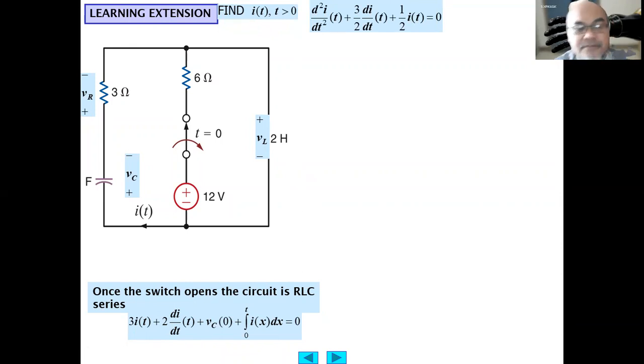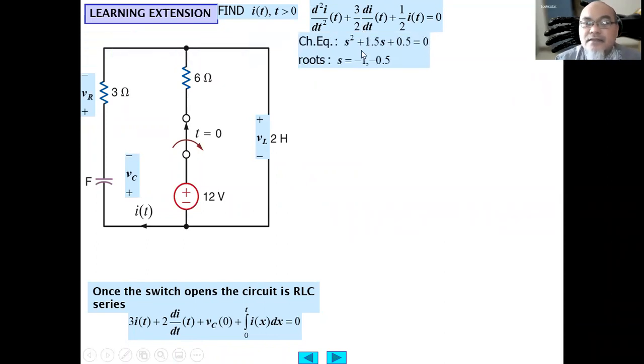So then you can further derive, and normalize: d²i/dt² plus 3/2 di/dt plus half i equals 0. From here we obtain the characteristic equation s² + 1.5s + 0.5 = 0. The roots are -1 and -0.5, so we have two real roots. So this is case one.